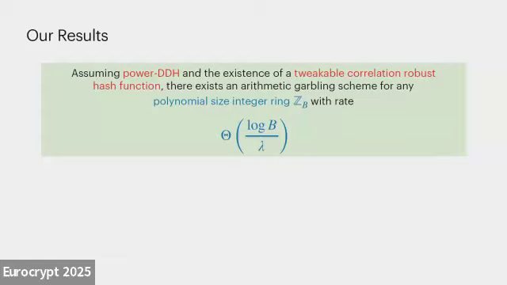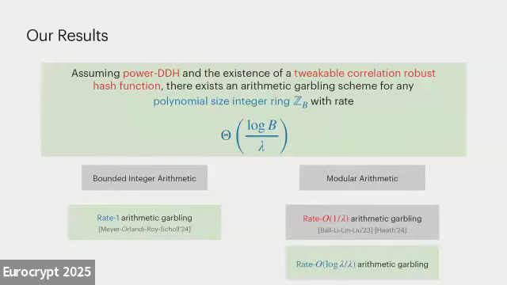Tweakable correlation robust hash functions are an extension of correlation robust hash functions, which are used in most of the garbling schemes. What they ensure is that hashing correlated inputs maps to pseudorandom values. And it's somewhat assumed to be like a minimal assumption on symmetric key primitives. So going back to the previous picture, since b is polynomial in lambda, what we essentially get is a log lambda improvement in the rate compared to prior works.